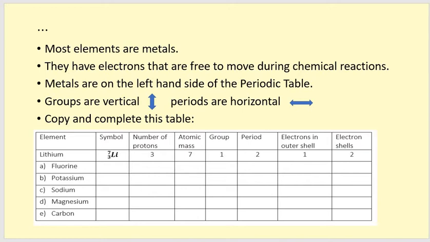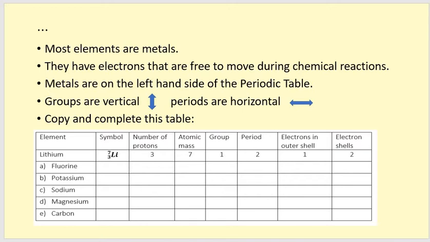Metals are on the left-hand side of your periodic table. Groups are vertical. That means they go up and down. They are in a column. So ones in a column together would be group 1, the next group 2, and so on. Periods go across the periodic table.